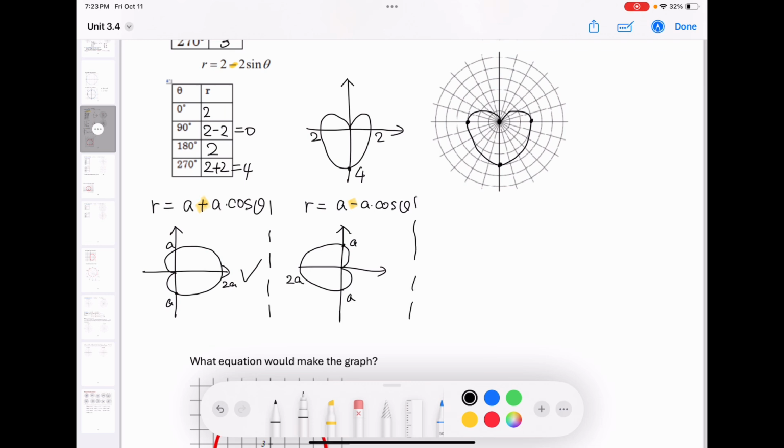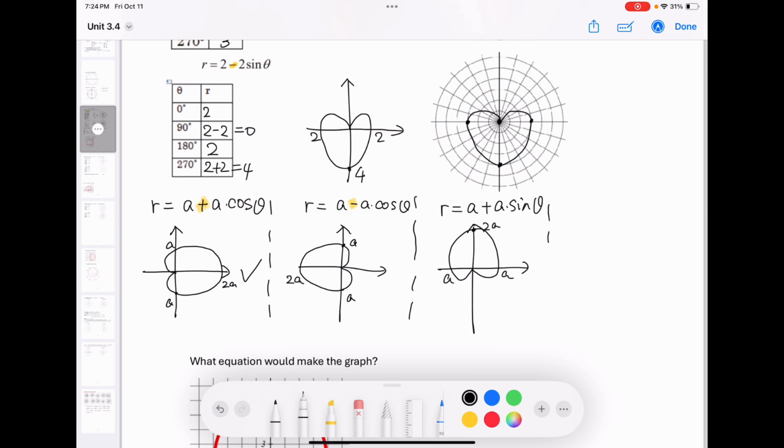And how about if I have R is equal to A plus A times sine theta? So my graph will be on the y-axis because of the sine theta, and in front of the sine is positive. So most of my heart is on the positive y-axis. And this point is A, this here is A, here is 2A.